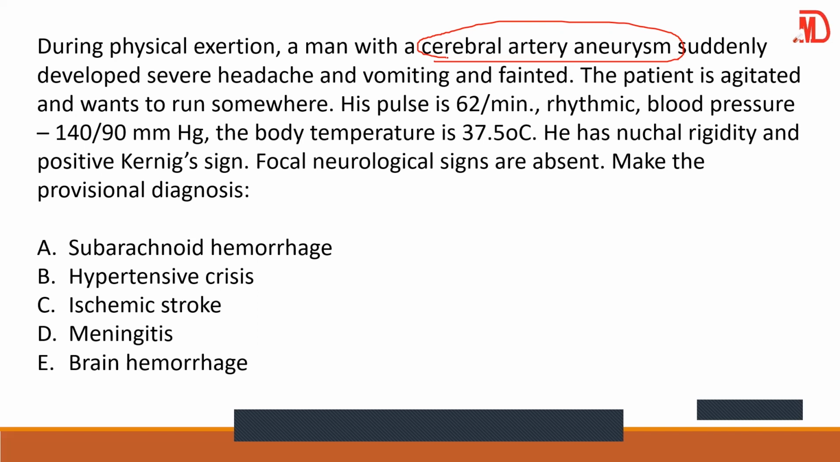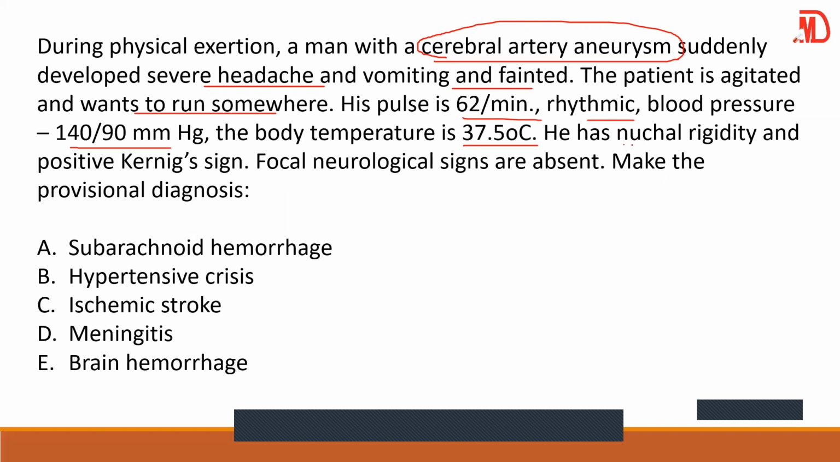Now look at it. They said this man suddenly developed severe headache and vomiting and then fainted. The patient is agitated and wants to run somewhere. So things are happening in the brain. Blood pressure is mildly elevated, 140/90 is not bad. Body temperature is just at the borderline.